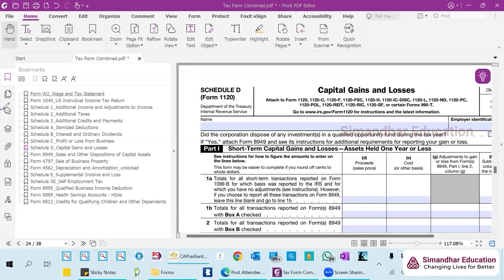So can we assume the 4797 and 4562 in the similar way, sir? In the same way, yes. There are also details of 4562 because they will have their own schedules. They are forms. They are summary of gain or loss. They are summary of depreciation. You see, depreciation means what?